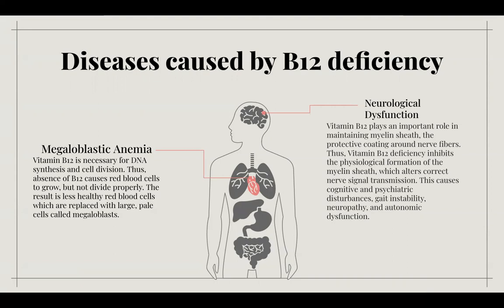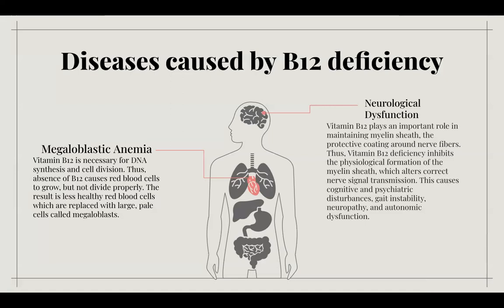The function of red blood cells is to deliver oxygen to our tissues. If we have less healthy red blood cells, we have less oxygen delivered to our working muscles. And the result is fatigue, a common symptom found in anemic patients.